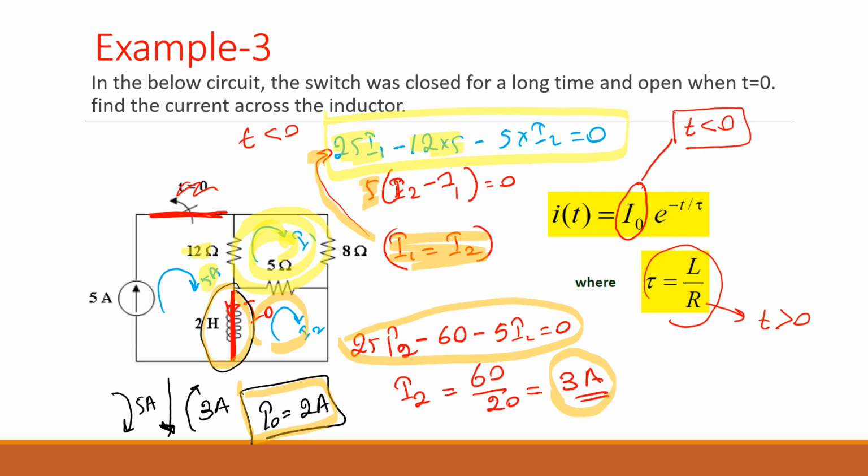What? Which one? Yes, I0 is the current. I0 is the current across the inductor. So I'm just drawing this. So this side we have a 5 amp going. And this side we found that 3 amp is going. So the net current going down is 5 minus 3, which is equal to 2 amps. Am I right? Any question? No questions? So we have already found the I0. I0 is equals to 2 amps.